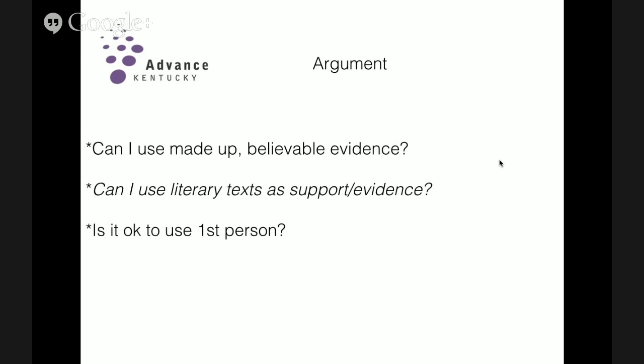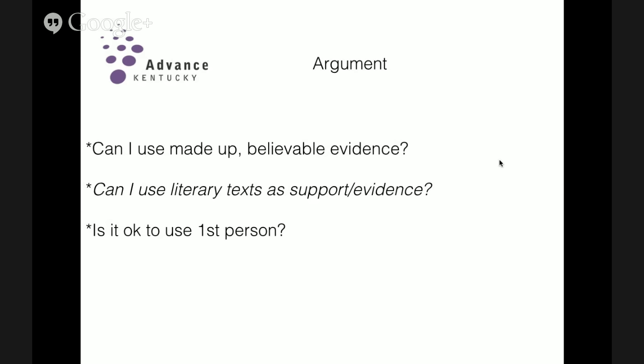So if I were teaching you how to write an argument, I probably would not recommend using literary text as support unless it is something that you feel very strongly about putting into your argument. And just make sure that it's not the focus or the center of your argument. If it's a small aside to just kind of support something else that you've used for evidence, then I think that would be okay. But it shouldn't be one of your main pieces of evidence.